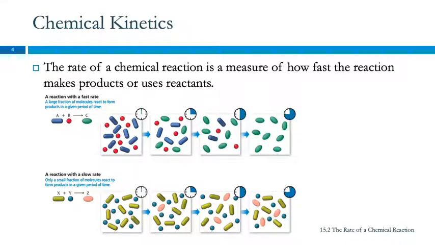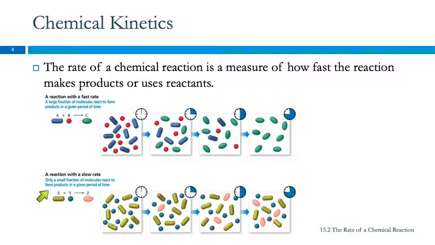So chemical kinetics talks about the rate of a reaction, how fast a reaction occurs. We can look at two examples here. The top series of panels is a reaction with a fast rate. Here we've got these blue oblongs reacting with these red spheres, and they're making these green ovals. Here we see time progressing, and by the time we get over here, maybe that's like 45 seconds, all of the reactants have combined and all we've got left is products.